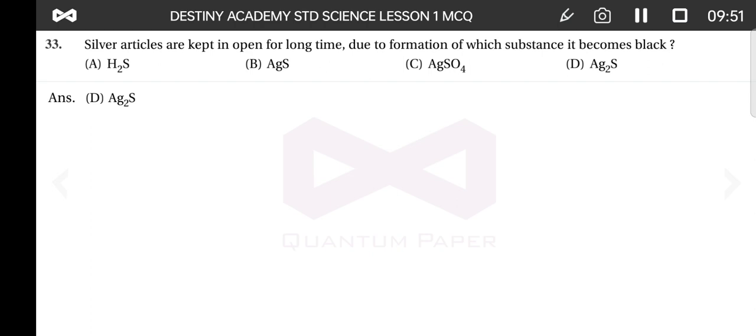Silver articles kept in the open for a long time become black due to formation of which substance? So when silver articles become black, it is due to the formation of silver sulfide. Remember this thing.